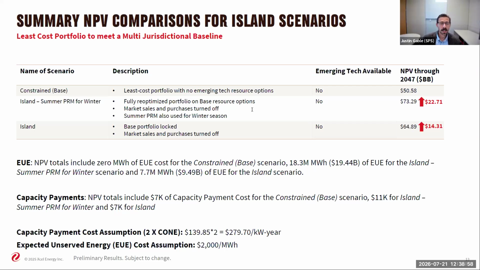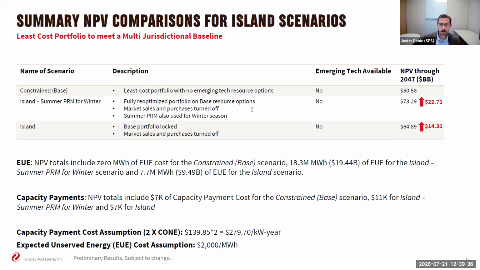So in general, what would we do as a next step here? The answer is we would incrementally increase the PRM requirement until we saw the EUE reduce down to what we are seeing in our base scenarios. So now that we have these bottom floors, we could move up that winter PRM requirement incrementally, 1%, 2% every run, until we got to a similar amount of EUE that we are seeing in our constrained planning forecast. In this case, it's 0 megawatt hours.